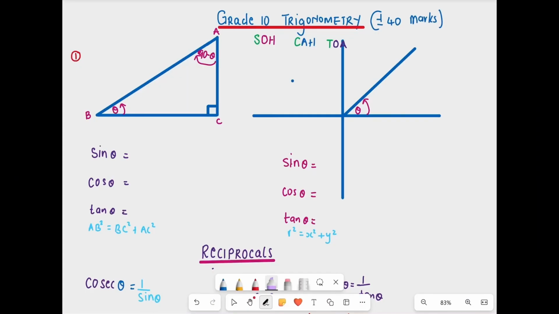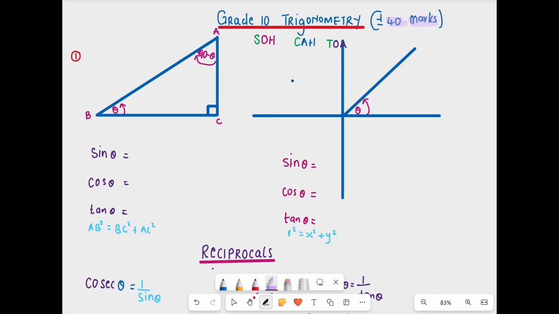Hello everyone, let's look at grade 10 trigonometry, which contributes plus or minus 40 marks on your paper 2. So remember, your paper is over 100. So that means trigonometry alone is 40% of your paper 2.